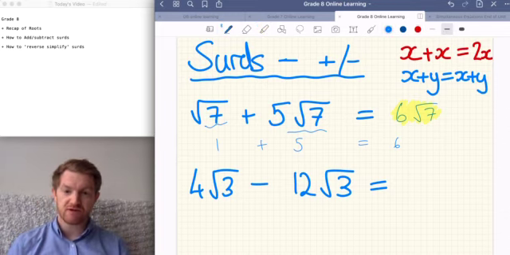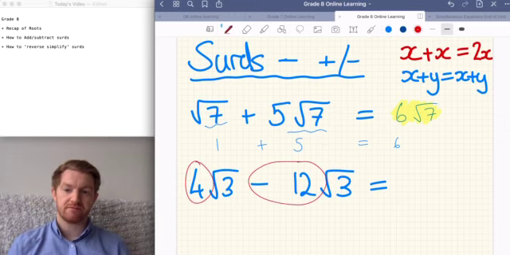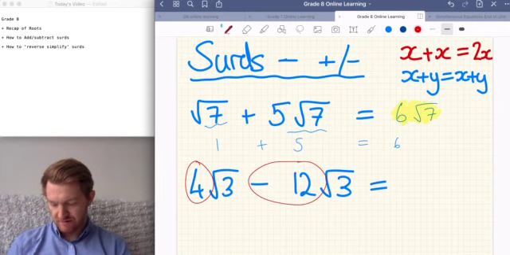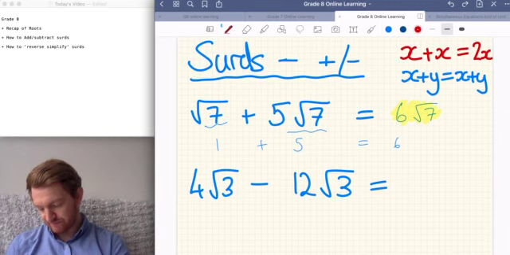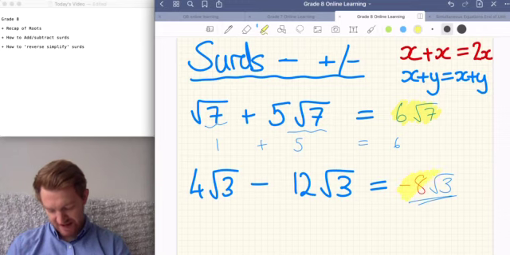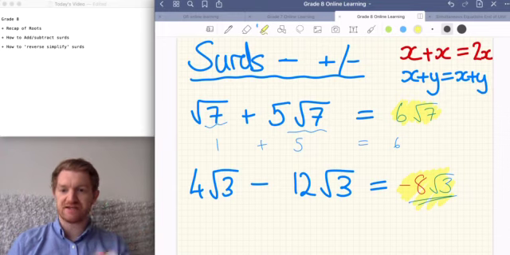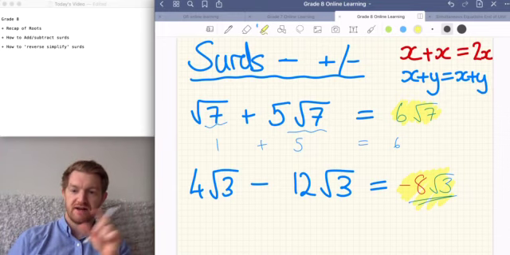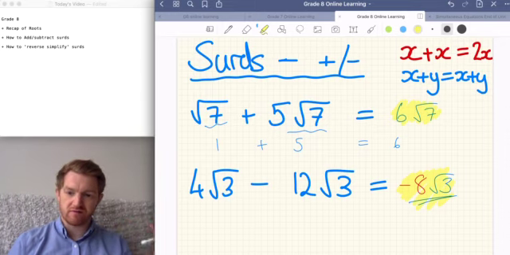Similarly, when we're subtracting, we can do the same thing. You'll notice here we've got 4 minus 12. Now, 4 minus 12 gives you a negative value, but that's okay. You'd say that you've got negative 8, because that's 4 minus 12, but you retain the square root. And that would be your answer. Negative 8 root 3. It's negative first, then it's everything else. And remember, we say negative 8 root 3, it's not minus 8 root 3. Well, it is technically, but we think of it as a negative 8 root 3.